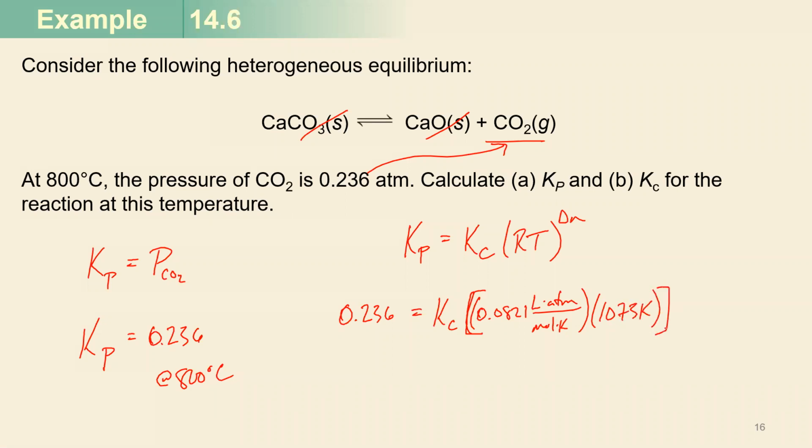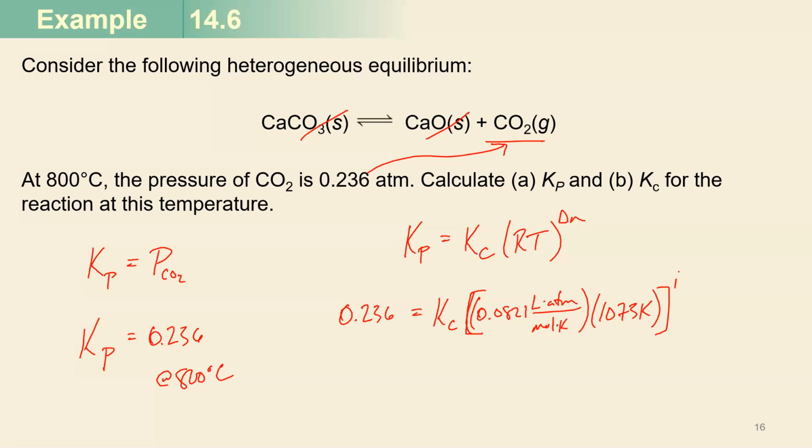And then our number of moles of gas. What's delta n for this reaction? One. Yeah, it's just 1, right? Number of moles of gas in the products is 1. Number of moles of gas in the reactants is 0. So 1 minus 0 is 1. Normally we don't write exponents of 1, but I'm going to write it there just so we know that it's 1. And then we just need to rearrange and solve for Kc.